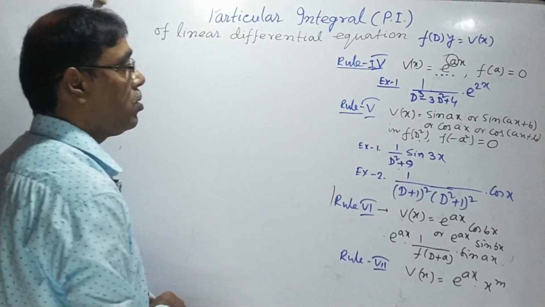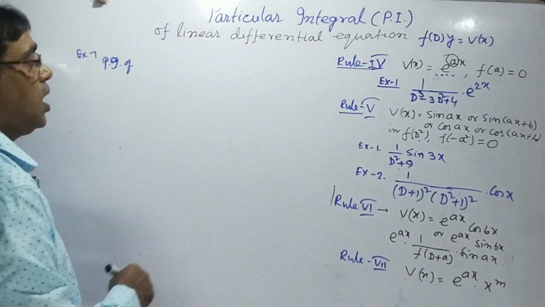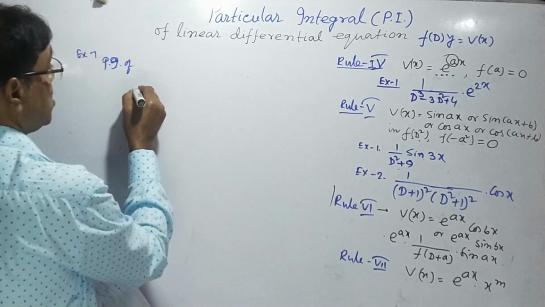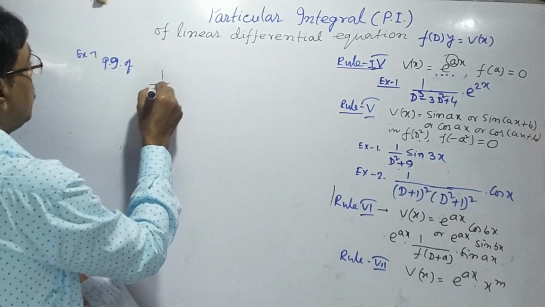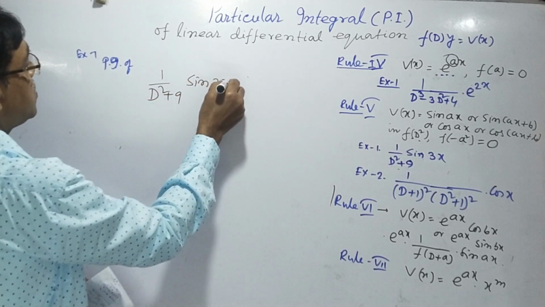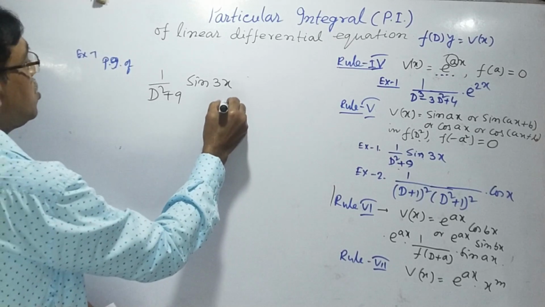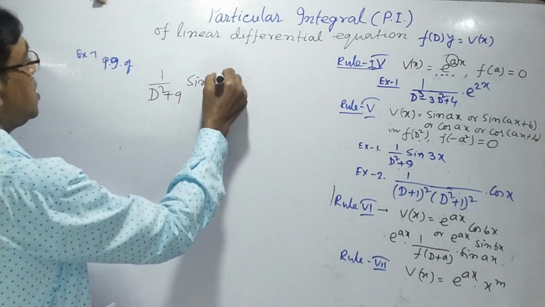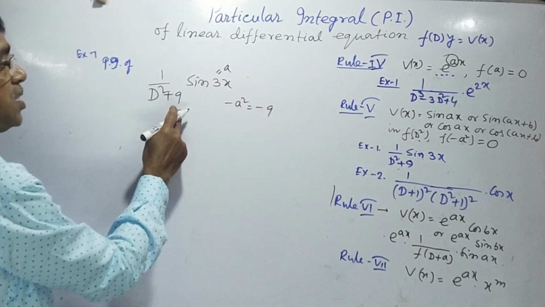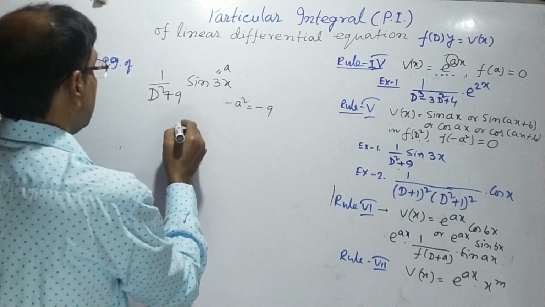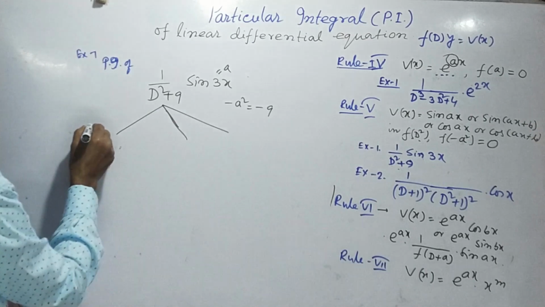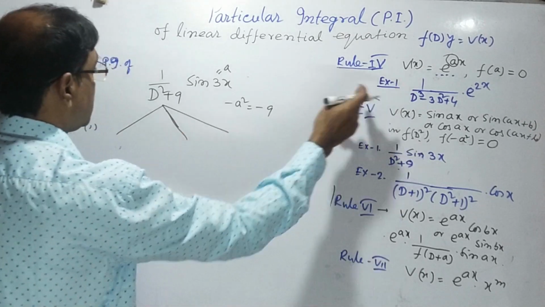Now rule 5: we will discuss the PI of the differential equation when V(x) is sin x or cos x, or sin(ax plus b) form, and f(minus a square) equals 0. Now example 1: PI of 1 by (D square plus 9) sin 3x. Now put minus a square in place of D square, with a equals 3. Then minus a square means minus 9. Now minus 9 plus 9 equals 0. There are several methods to find the PI. First method, same as this process.